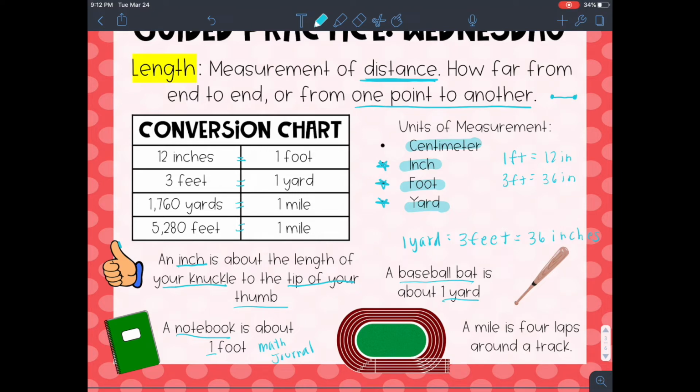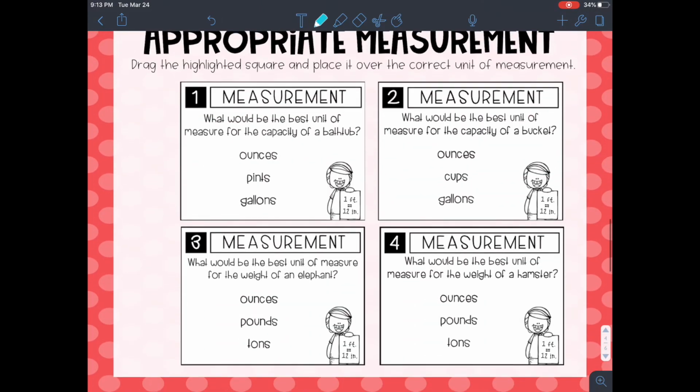And finally, we have a mile. I know when I was in middle school and high school, we used to have to run miles around a track. Usually the track is around a football field, and a mile is 4 laps around that track.